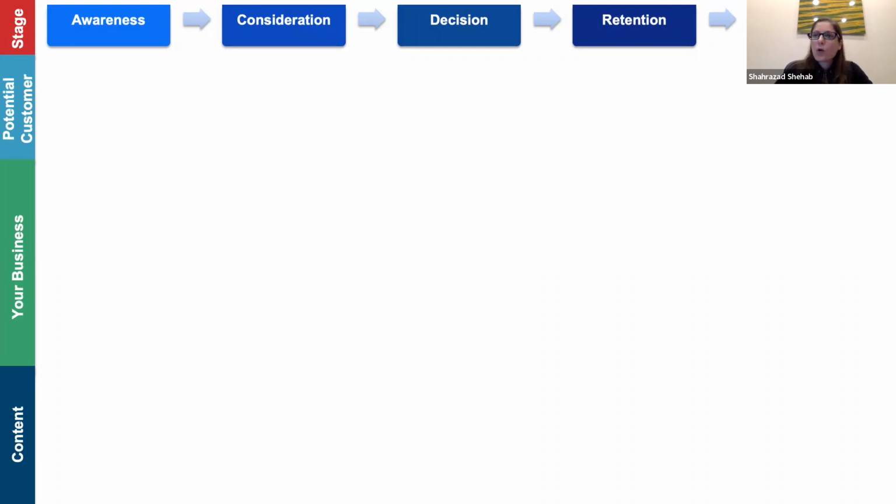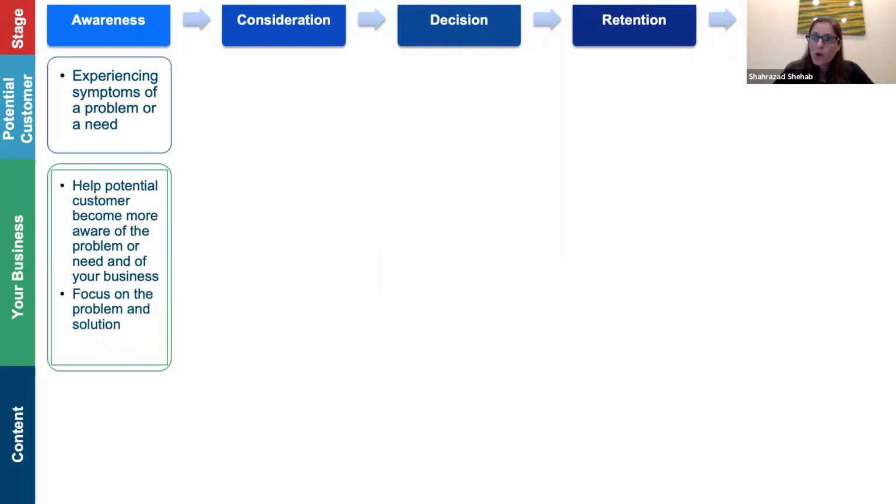So first is the awareness stage. And at this stage, your potential customer is experiencing symptoms of a problem or need. What you should do as a business is help this potential customer become more aware of the problem or the need, and help this potential customer become aware of your business. People here should know that you exist. So at this stage, you should be focusing on the problem and the solution. And of course, keep in mind the secret formula. Do not forget to agitate the problem and make it look bigger. What type of content could be useful at this stage? You can use paid advertising, blog posts, webinars, and influencer marketing.